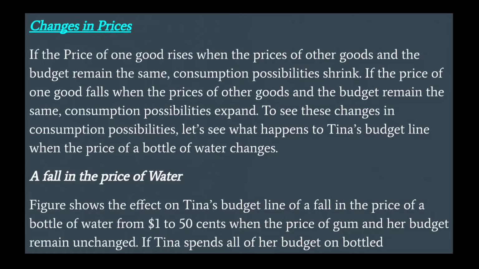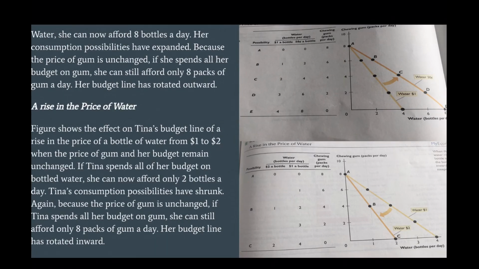If Tina spends all of her budget on bottled water, she can now afford 8 bottles a day. Her consumption possibilities have expanded. Because the price of gum is unchanged, if she spends all her budget on gum, she can still afford only 8 packs of gum a day.